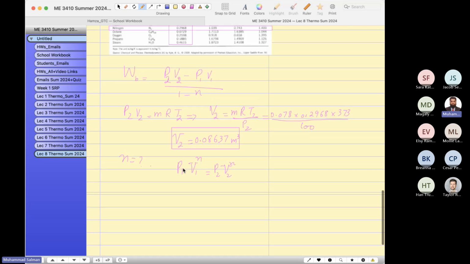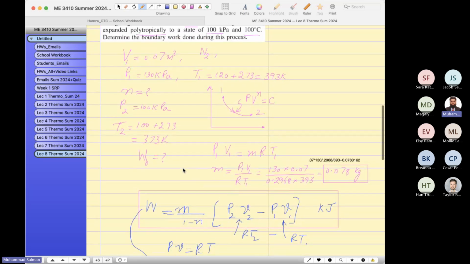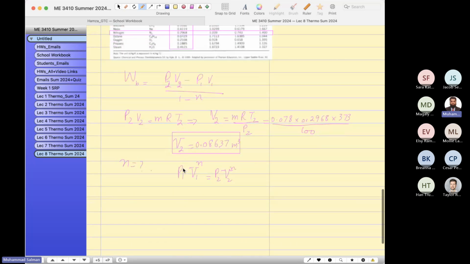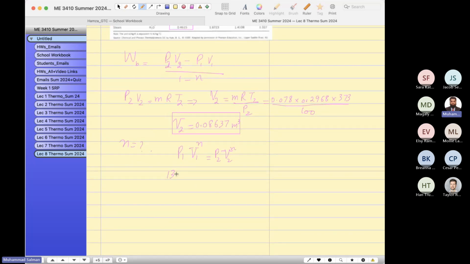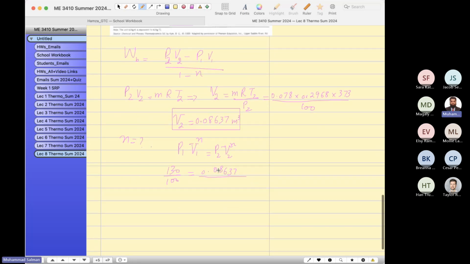So let's see P1. What is P1? It is 130 and P2 is 130 divided by 100. What is V2? V2 is 0.08. What is V1? 0.07 raised to power N. So I can do the math here. 1.3. If you take the ln on both sides, this ratio.